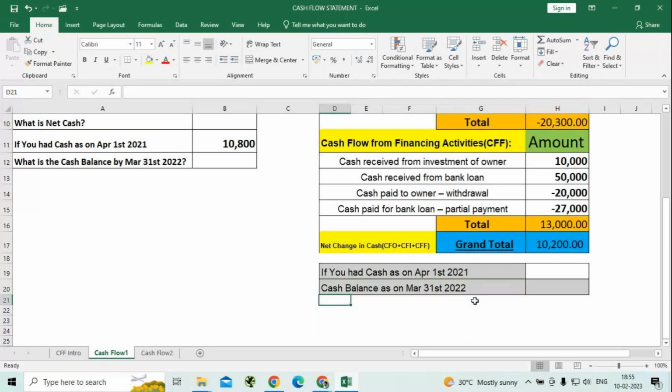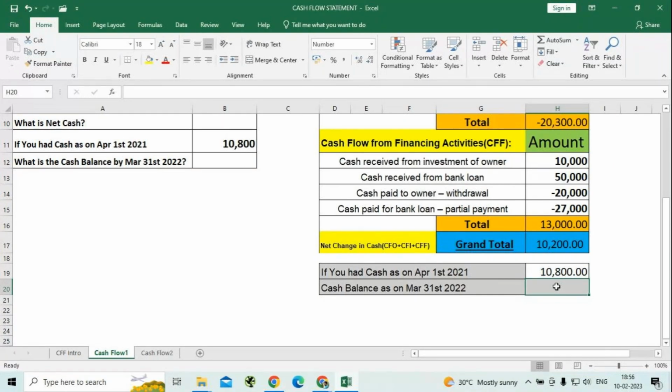The last year's closing balance was 10,800. It has been carried forward to the next financial year. So here the opening balance is 10,800. So what could be the cash balance as on March 31st, 2022, that is, at the end of this financial year? So what could be the amount?